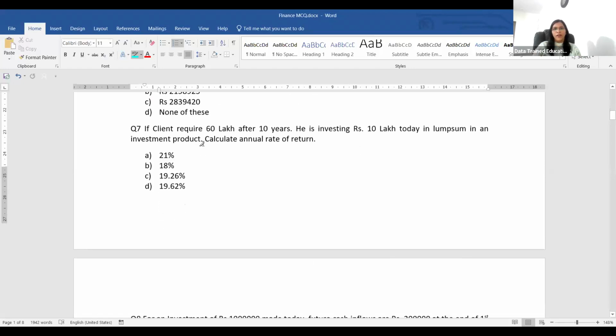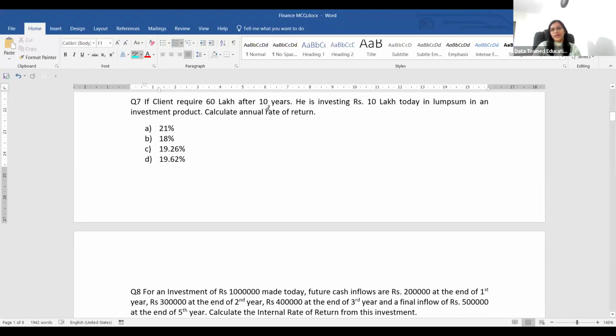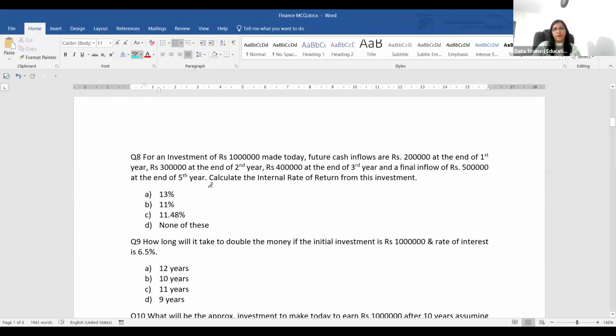So I'm moving ahead. Client requires 60 lakhs after 10 years. He is investing 10 lakh lump sum. Annual rate of return: you need to calculate the rate through the RATE function. 60 lakh is the requirement, that means this is future value. 10 years is NPER, and this one is 10 lakh present value. Don't forget putting the negative sign. It's a cash outflow, and then you will get the rate of interest.